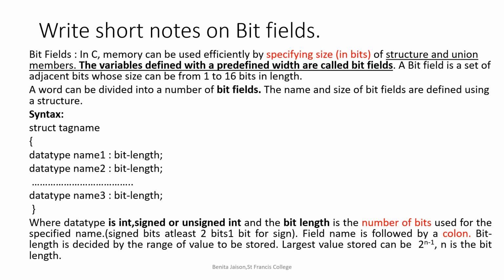So if I am giving a bit length of 3, 2 raised to 3, that means 2 into 2 into 2, that is 4 into 2 is 8, and then minus 1, so 8 minus 1 is 7. So the largest value which we can store is given as 2 raised to 3 minus 1; if we are using 3 bits, we will be able to store up to the number 7.